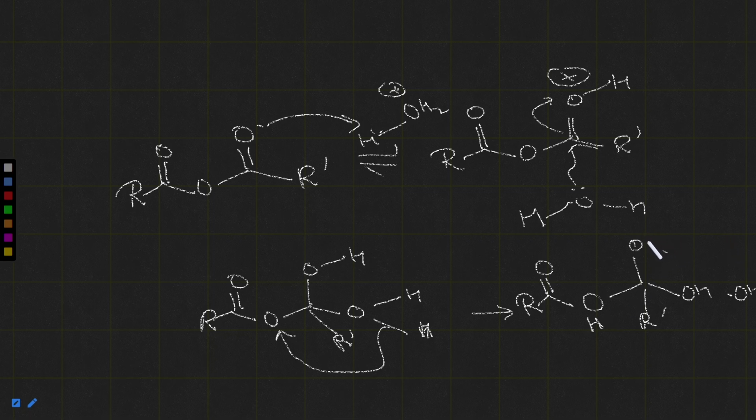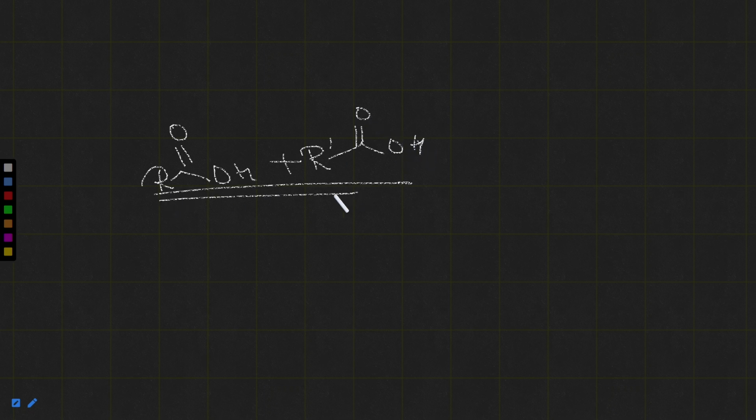Now what will happen? This will move here and kick out this group with a positive sign. So that would result in 2 moles of carboxylic acid. Okay, so acid anhydride can be hydrolyzed in the presence of acid or base to give 2 moles of carboxylic acid. So far in this lecture, we have seen various methods of preparation for the carboxylic acid.